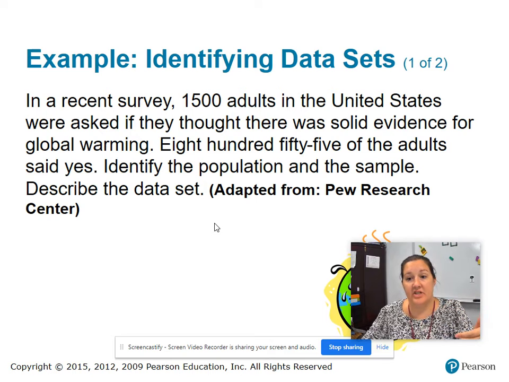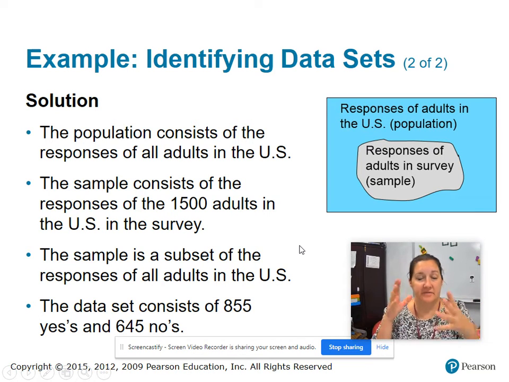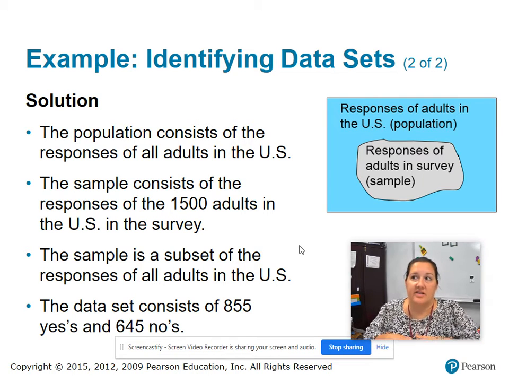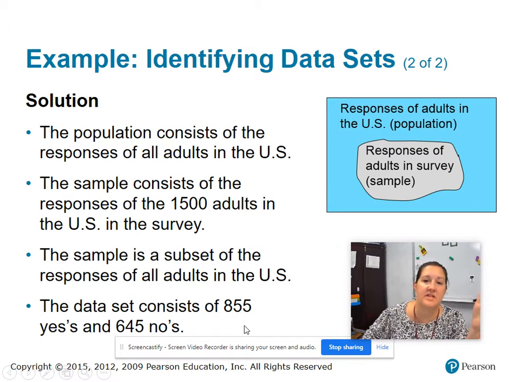So, population: everybody in the United States. And we see the solution. Sample is the 1,500 that we specifically surveyed. And just recall that the sample is a subset of the population. As we go throughout this school year, we're going to be dealing with samples. But we have to realize that we want to get these samples as close to representing the population as possible. And the data set consists of the numbers, so the 855 yeses, and realizing, oh, if I take 1,500 minus 855, I get 645.